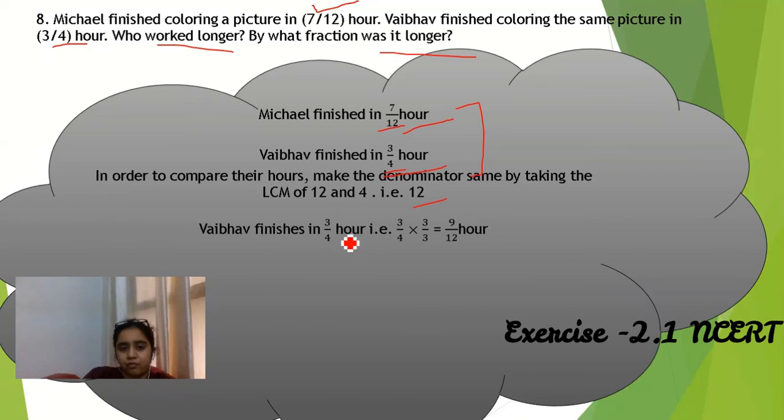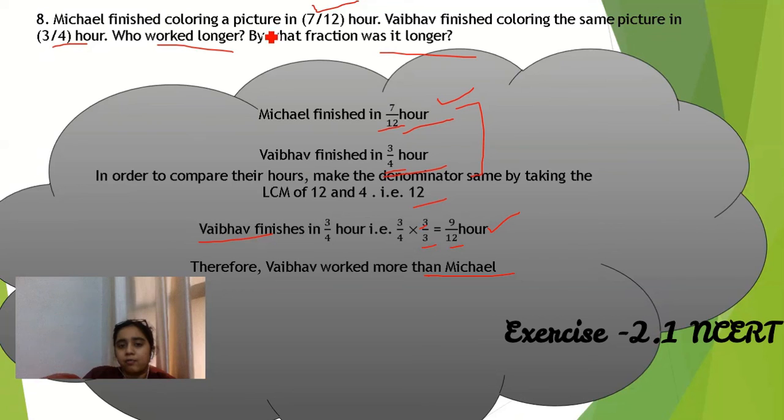So Weber finished in 3 upon 4 hour. We have to make the denominator 12, and in order to do that I multiply the 3 in the numerator as well as the denominator by 3, and I get 9 upon 12 hour. It means Weber finished in 9 upon 12 hour, whereas Michael finished in 7 upon 12 hour. So Weber worked longer than Michael. Therefore, Weber worked more than Michael.